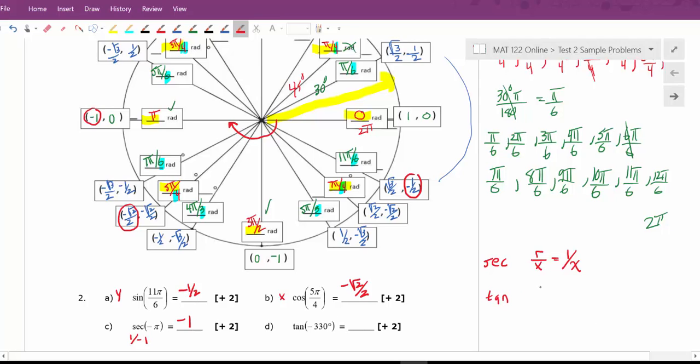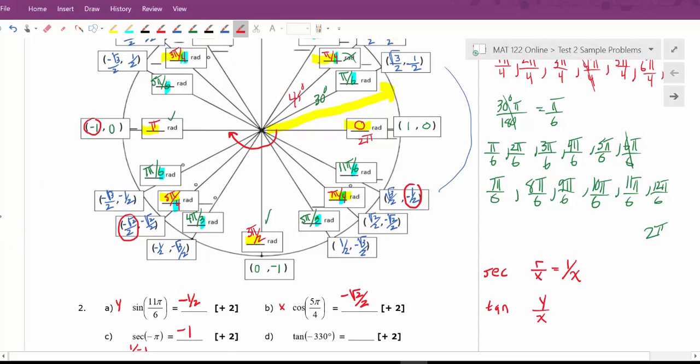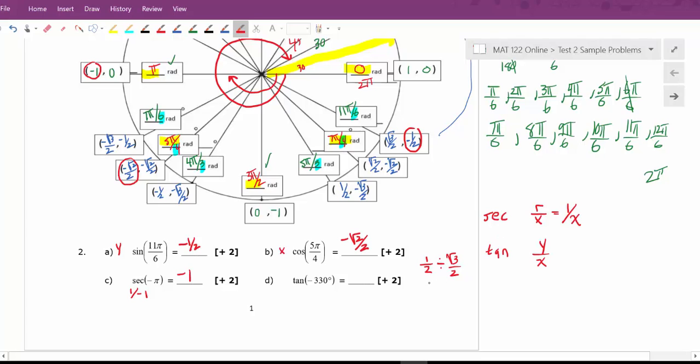When you're doing a tangent, you're looking at y over x. So you've got to figure out what negative 330 is. Of course, that's a clockwise angle and it goes all the way to there. You're going to have 30 degrees left over like that. So you're looking at this point right here. So what you're going to do is you're going to do y, which is 1/2, and you're going to divide that by the square root of 3 over 2 and work out the details. So that's going to be 1/2 times 2 over root 3, crosses out, that's 1 over root 3, and then you can rationalize that denominator to get square root of 3 over 3.